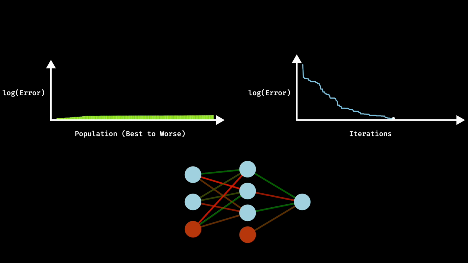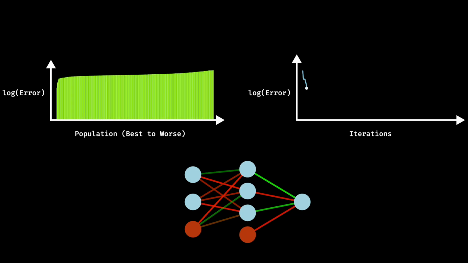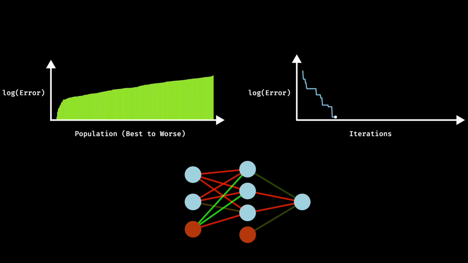In this video, I'll explain 3 such techniques and show how we can implement them from scratch in Rust. We'll also implement a basic feed-forward neural network like the one you see here. So let's begin.